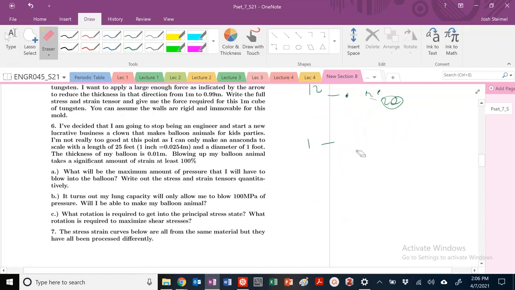Stopping an engineer, going to be a balloon carnival clown, much better career path. No, engineering's the best. And so I'm going to basically blow up these balloon animals. So I'm going to make an anaconda because I'm not talented yet at it.